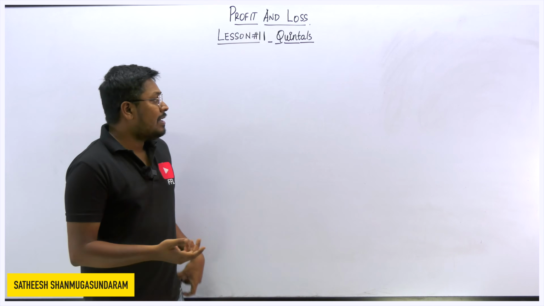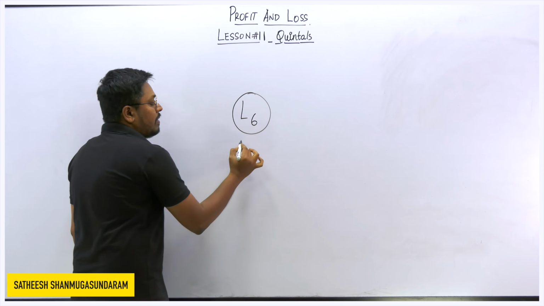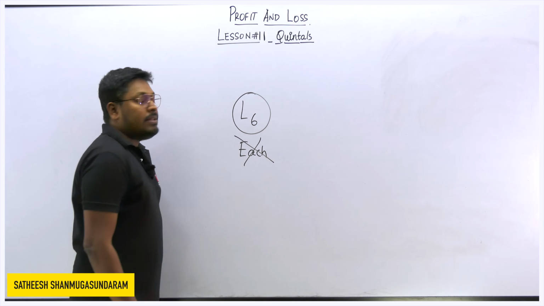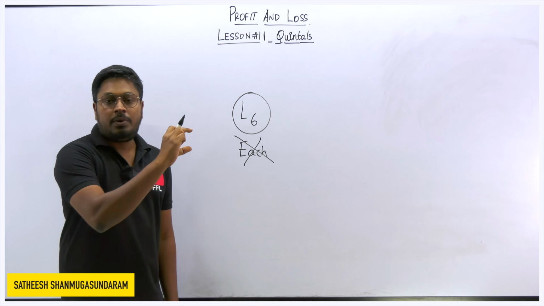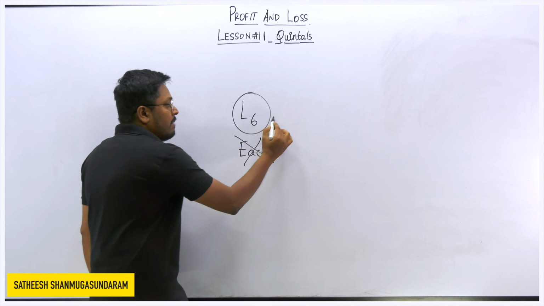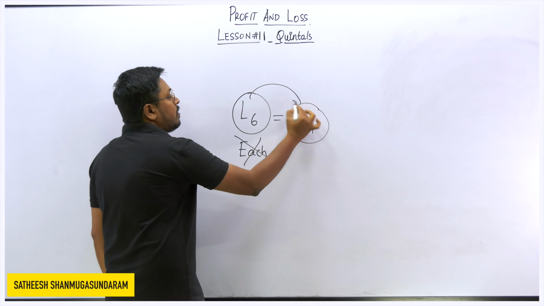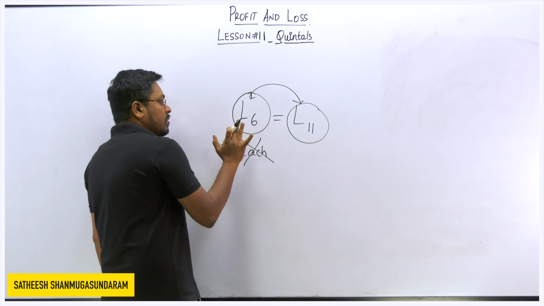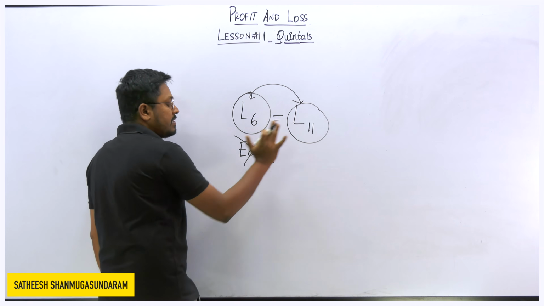Remember lesson number 6, what we learned: the word "each" will not be in the question. If the word each is not in the question, I have told you how to frame an equation. The same concept we are going to use in lesson number 11 also. Only the question model will be different, but the solving method will be the same.